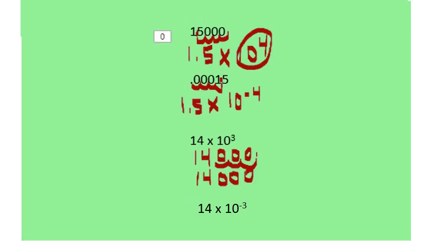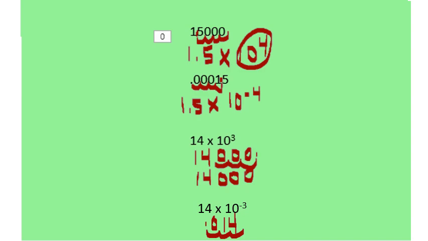Finally, I have 14 times 10 to the negative 3rd power. Since it's a negative exponent, I know that it's going to be a decimal. So I write my 14 starting at the end. I move 1, 2, 3 spaces. I put my decimal point there. I put in my 0. And I have 14 times 10 to the negative 3rd power equals 0.014.